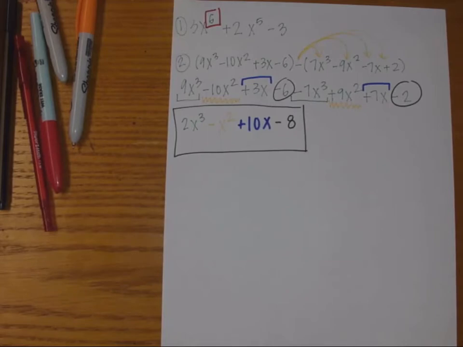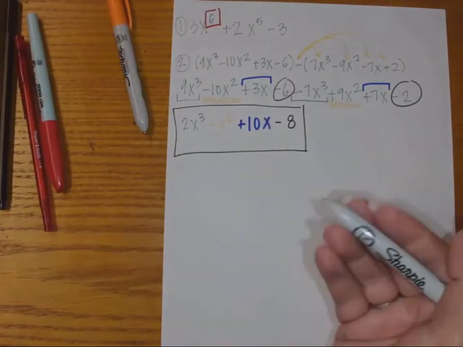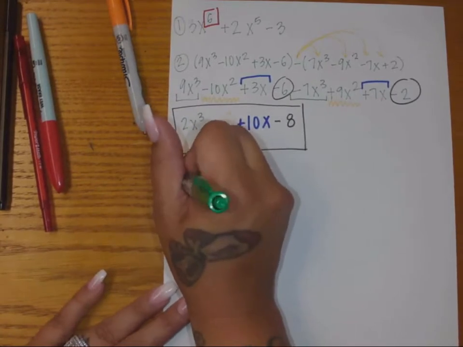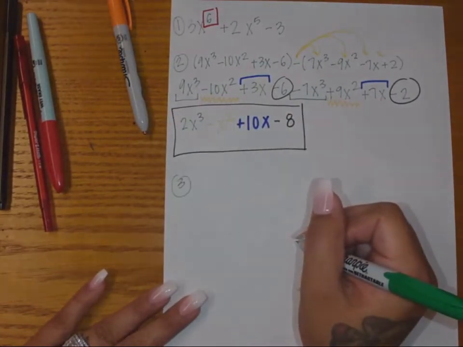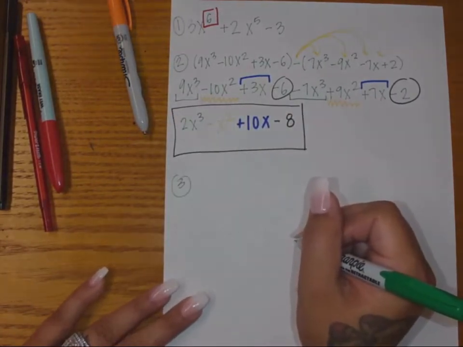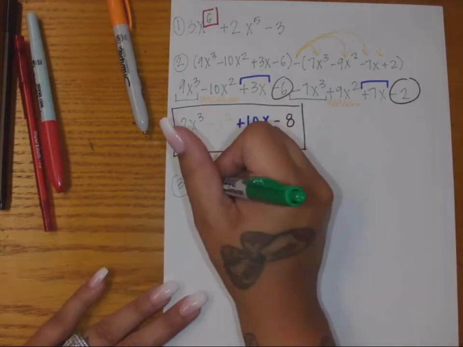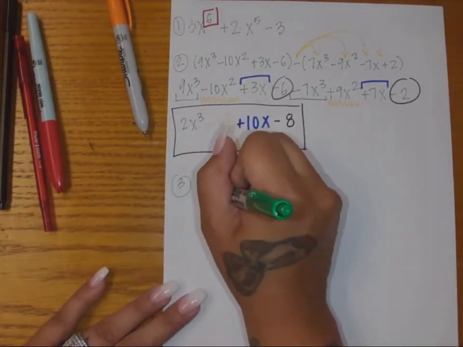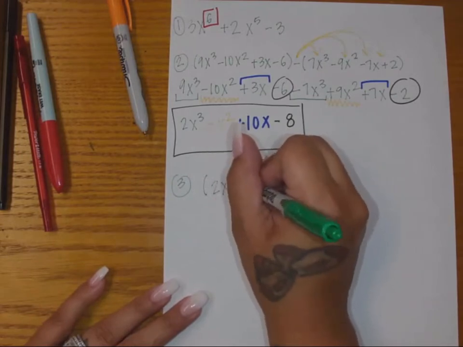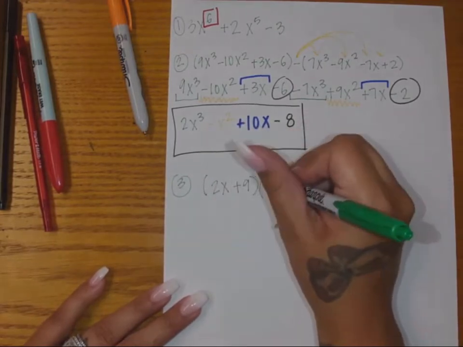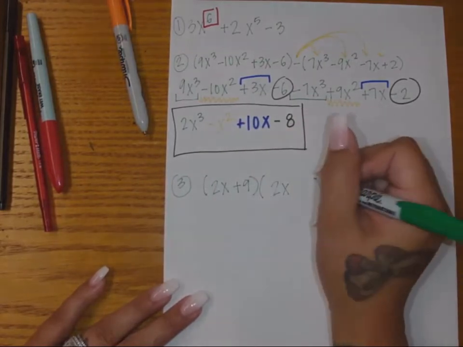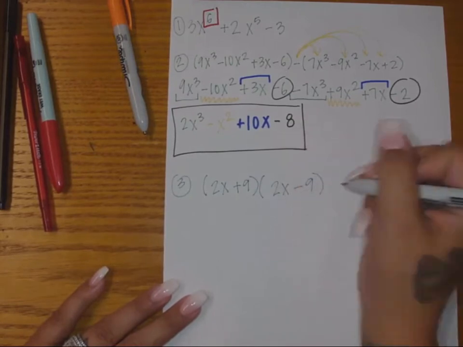Okay. Moving on to problem 3. It says multiply using the rule for the product of the sum and difference of two terms. Y'all, technically this is saying that we need to FOIL these two factors together. 2x plus 9, and 2x minus 9.